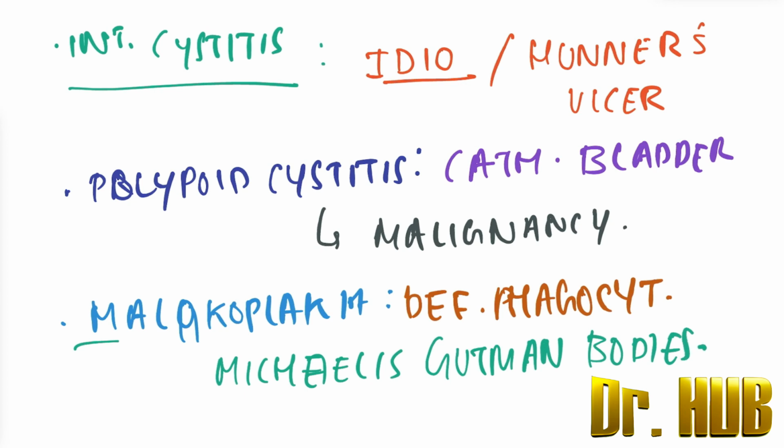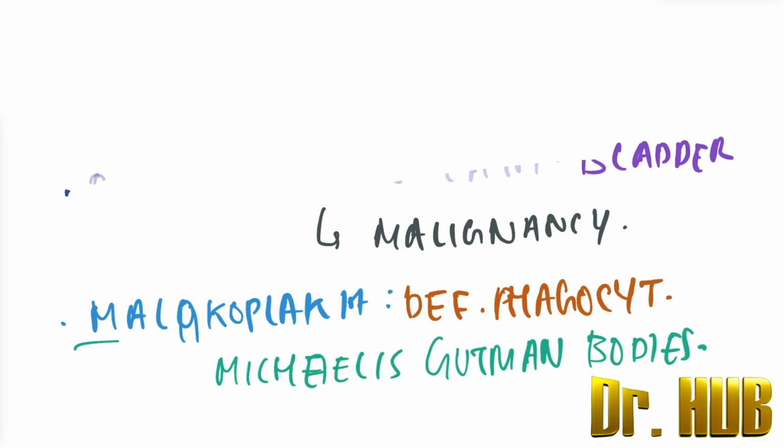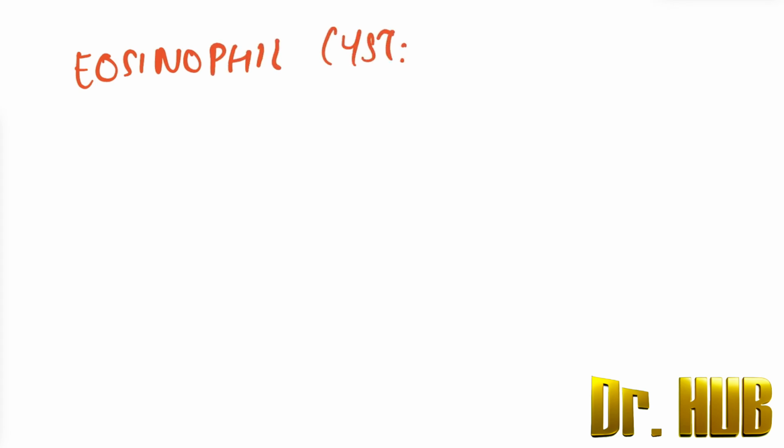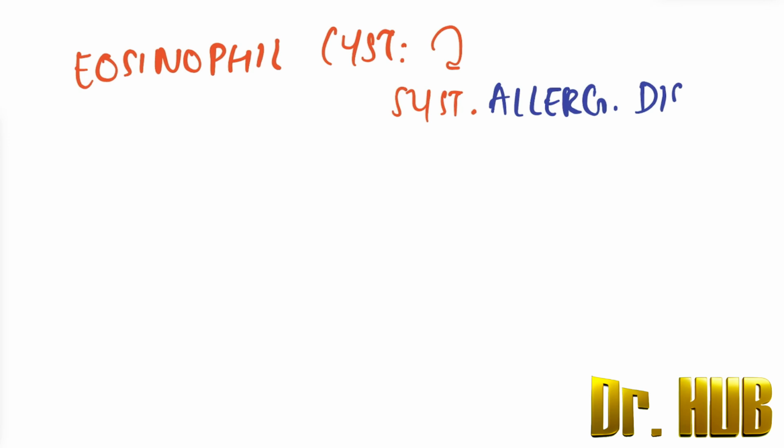Next we have eosinophilic cystitis. In eosinophilic cystitis, the etiology is systemic allergic disorders, and the characteristic feature is that it includes submucosal eosinophils.